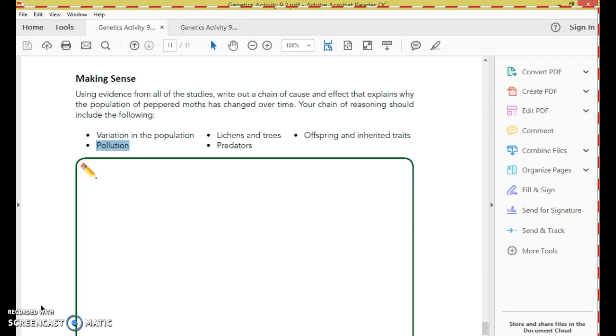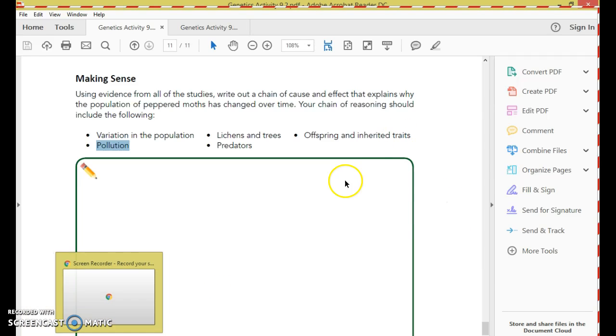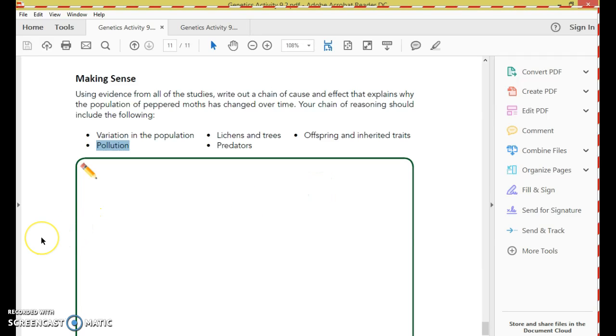and when you're finished with that, you can get out the worksheet that you were given that looks like a little flowchart. And then I'm going to go over the answers to that flowchart so that you can double check whether or not you were correct with your chain of cause and effect yesterday when you were answering the making sense. So once you're finished with this video, I want you to start the second video.